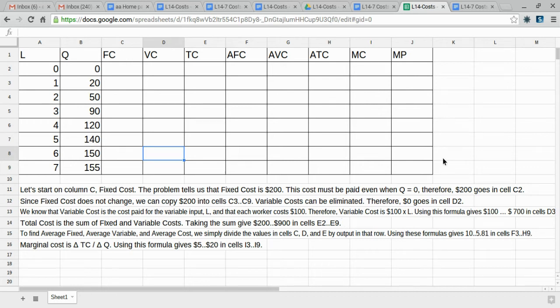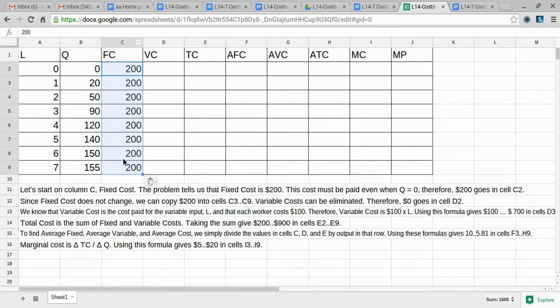Let's start on column C, fixed cost. The problem tells us that fixed cost is $200. This cost must be paid even when quantity is zero. Therefore, 200 goes into cell C2. Since fixed cost doesn't change, we can copy that $200 fixed cost into every row in the column for fixed cost.